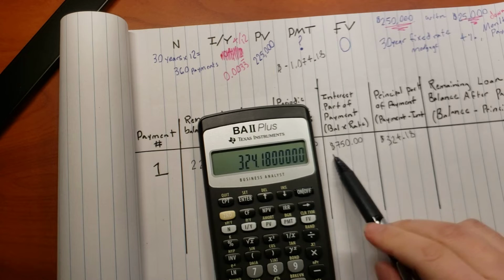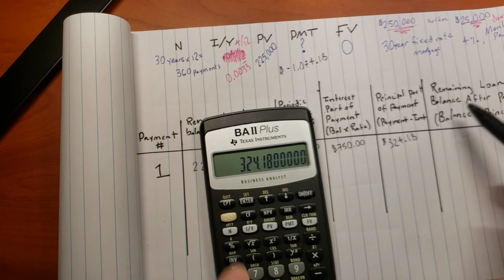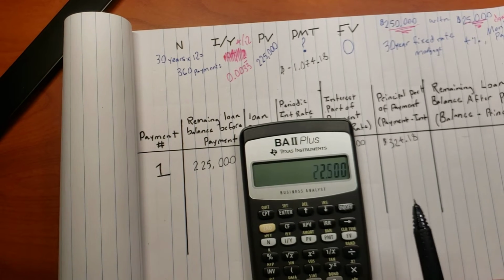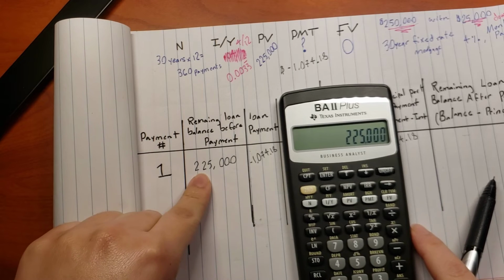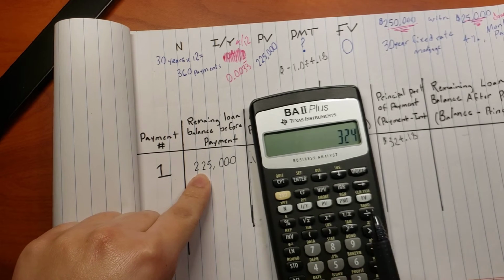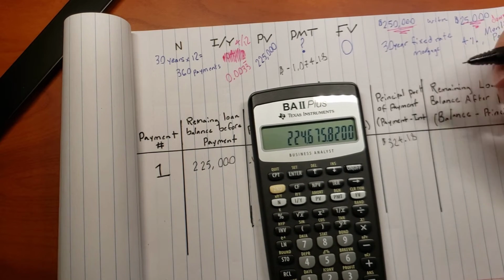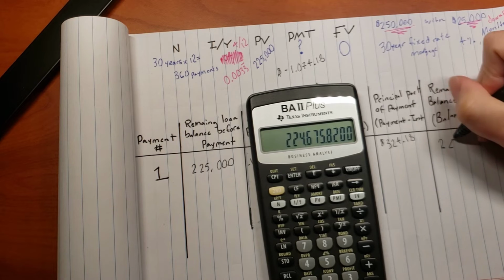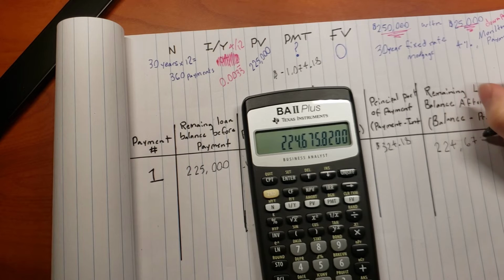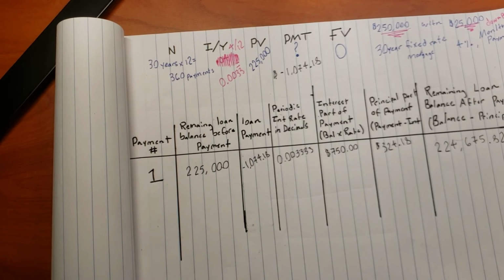So the interest goes to the bank. What you're actually paying off is our balance. This is the starting loan amount. And our principal payment, $324.18. And this is what we have left on the loan. But we're not done yet.